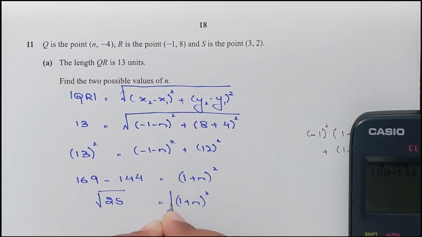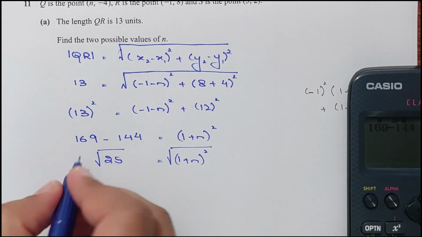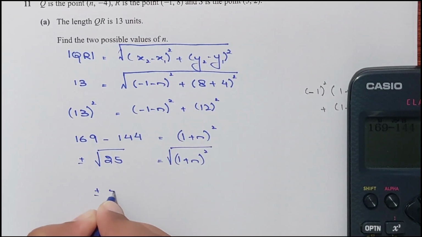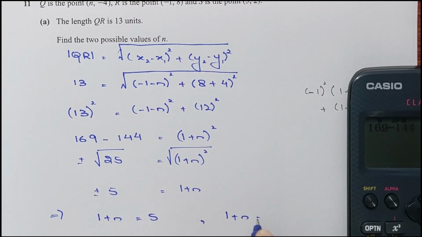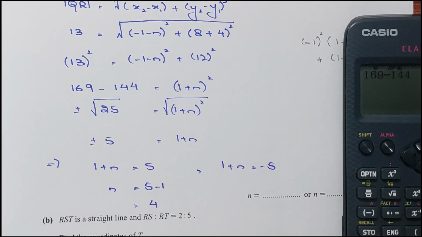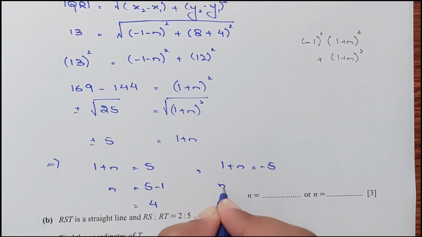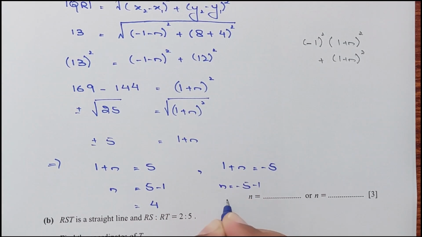Taking square roots on both sides, right, with the positive and negative. This is plus minus 5 and this is 1 plus n. All right, okay. 1 plus n equals 5 and 1 plus n equals negative 5. So n is 5 minus 1, that is 4. And the next n is minus 5 minus 1, that is negative 6. 4 and minus 6 are the two solutions.